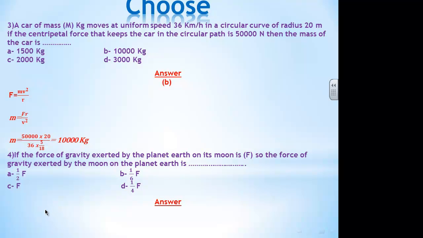4. If the force of gravity exerted by the planet Earth on its moon is F, so the force of gravity exerted by the moon on the planet Earth is: A. half F, B. 1/6 F, C. F, D. 4/4 F. Number C. Why? Due to the attraction force between them has one rule, F equals G m m over r square. So the attraction force between them is the same.